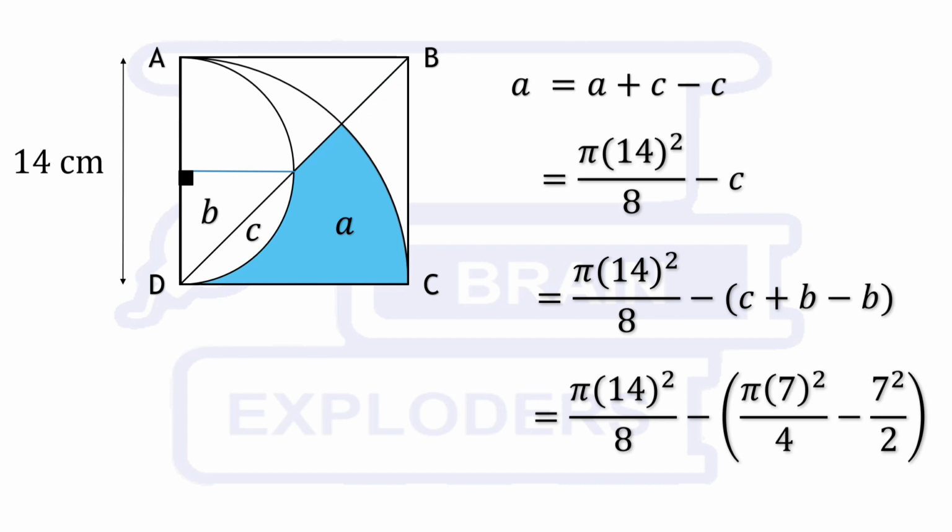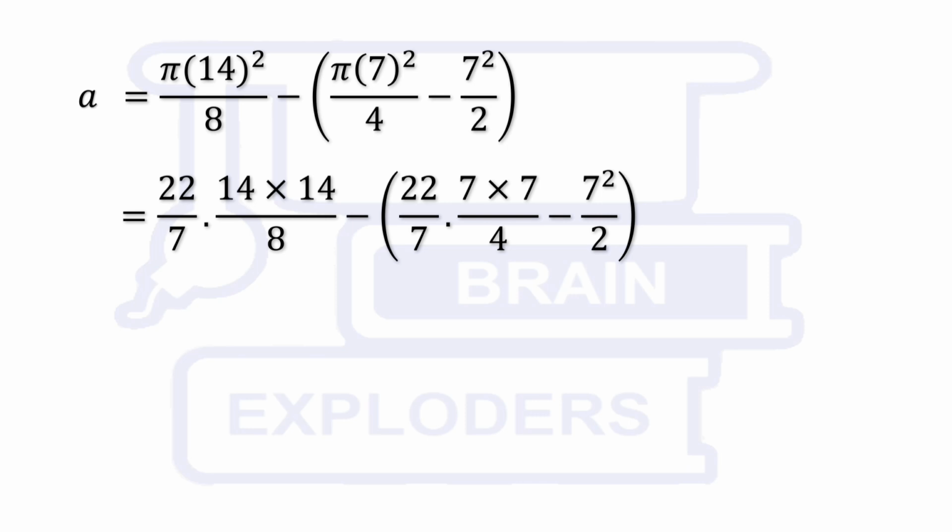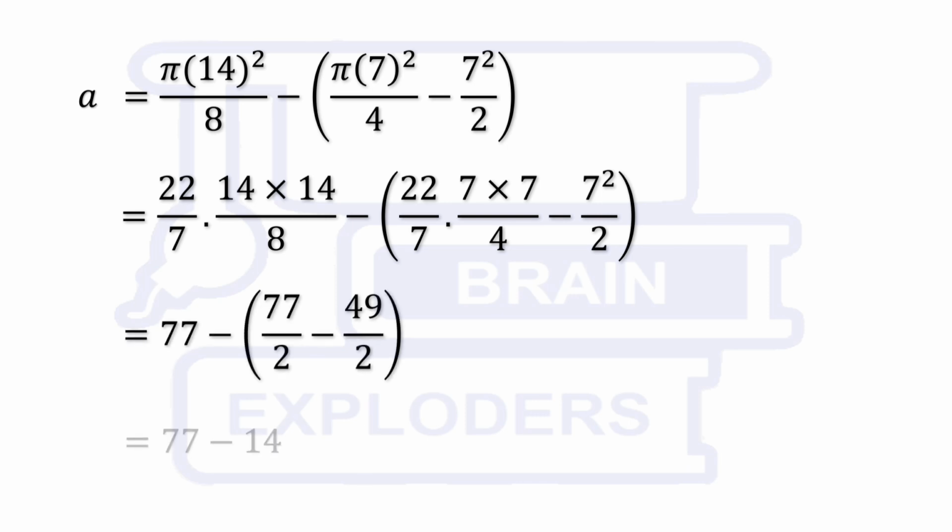B is a right angle triangle whose area can be calculated by half base times height. Both its base and height are 7 cm in length. Therefore, B is equal to 7 squared over 2. In the question, it is given that pi can be taken as 22 by 7. On further calculations, we get the required area equal to 63 square centimeters.